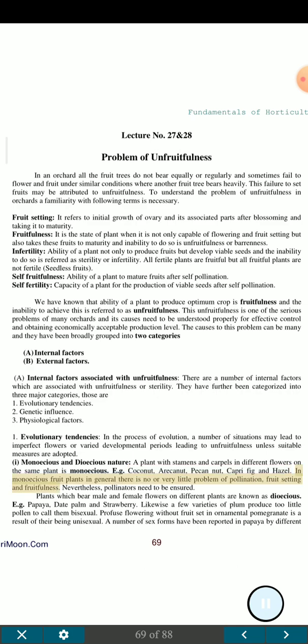In monoecious fruit plants in general there is no or very little problem of pollination, fruit setting and fruitfulness. Nevertheless, pollinators need to be ensured. Plants which bear male and female flowers on different plants are known as dioecious, e.g. papaya, date palm and strawberry. Likewise, a few varieties of plum produce too little pollen to call them bisexual. Profuse flowering without fruit set in ornamental pomegranate is a result of their being unisexual. A number of sex forms have been reported in papaya by different scientists.